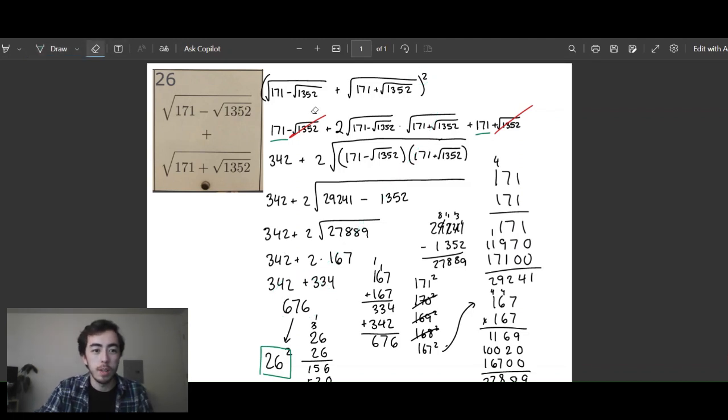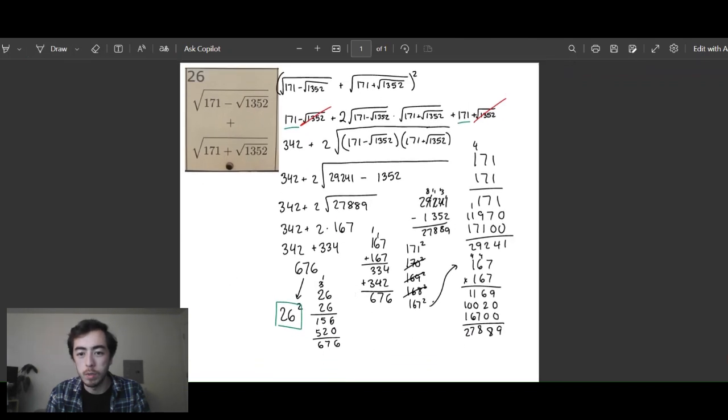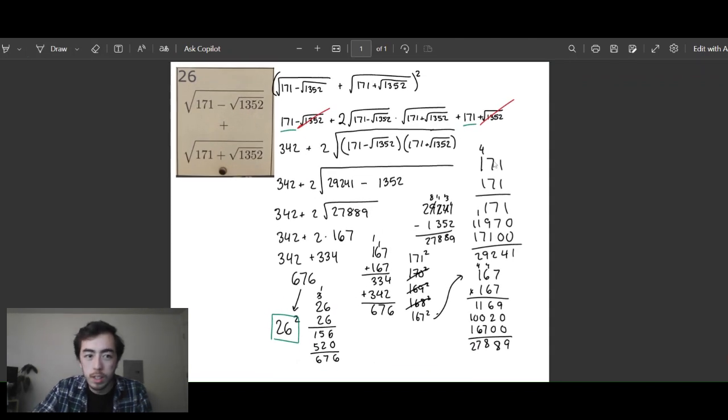So what a complicated problem. And you can see how much arithmetic I needed to do on the side. All that computation, with multiplication here, multiplication there, subtraction, so much stuff just to show that the number that we had all along was 26.